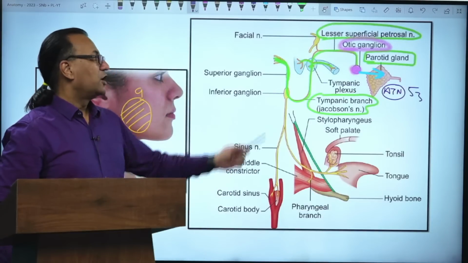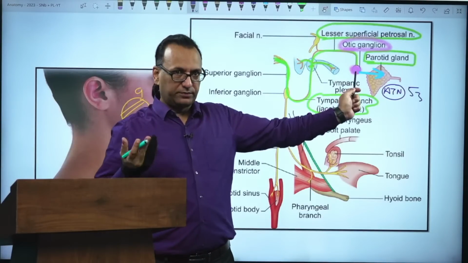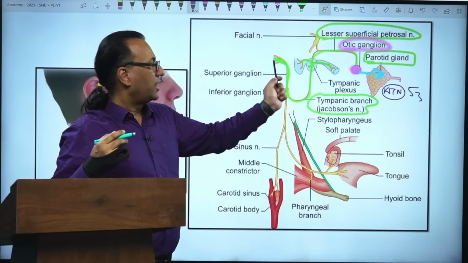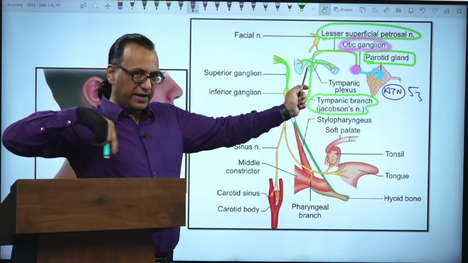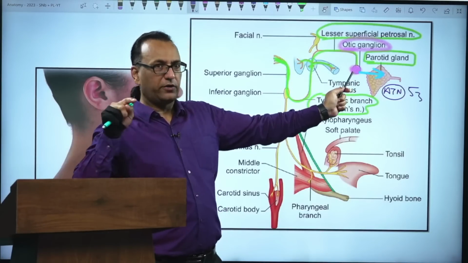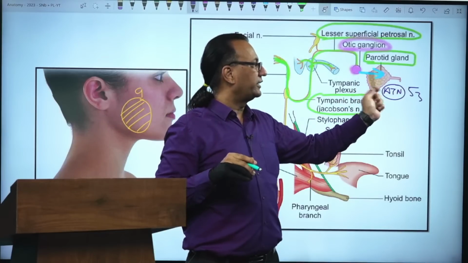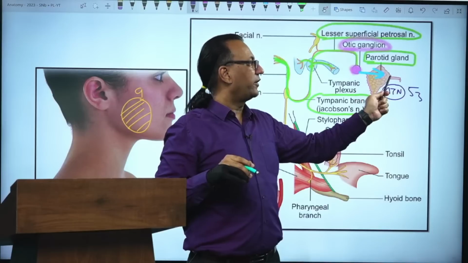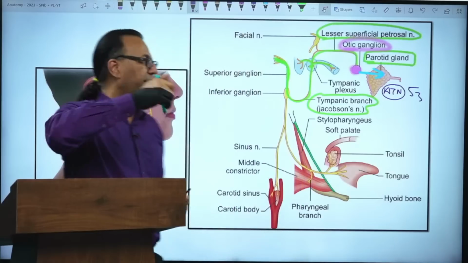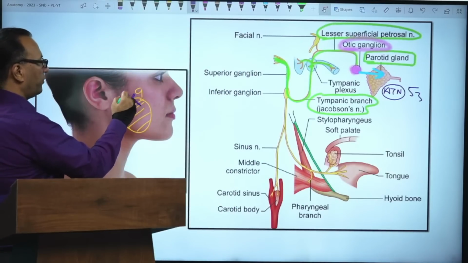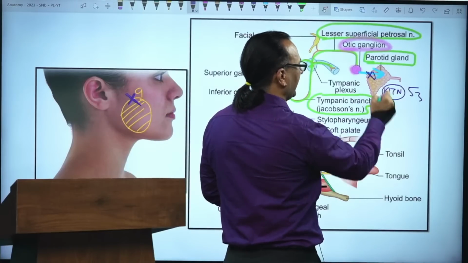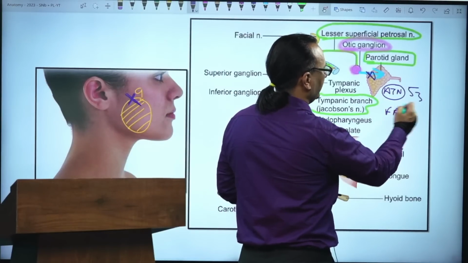I'll repeat again. Which nerve carries the preganglionic fiber to the otic ganglion? It is two of them, branches of 9. Number 1, the tympanic branch, renamed in its continuation as the lesser petrosal nerve, and who carries the postganglionic, that is the auriculotemporal nerve, branch of trigeminal, carrying postganglionic fiber to the parotid gland. And when you remove the parotid gland sometimes, you will definitely damage the auriculotemporal nerve, and there can be a syndrome which is called Frey syndrome.